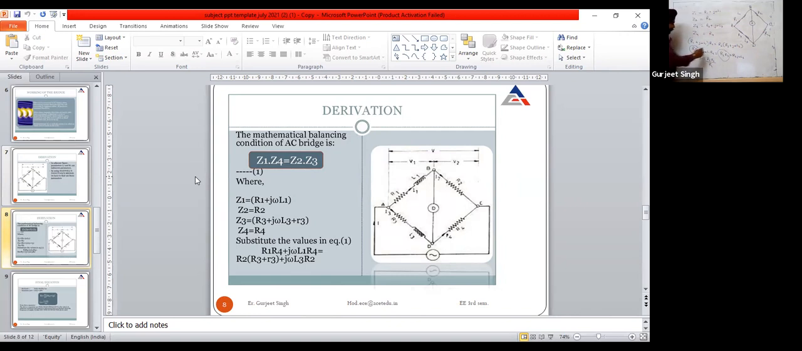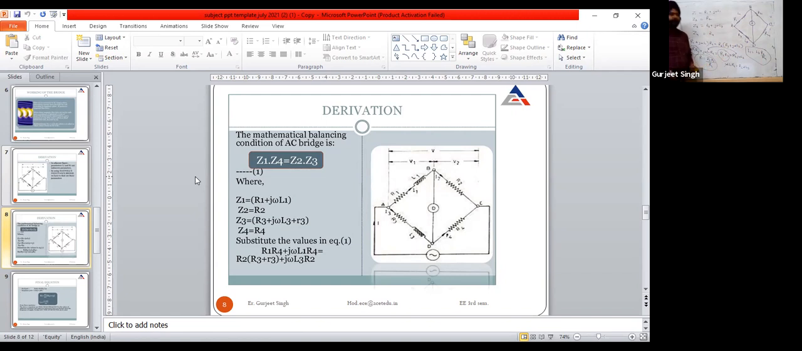Similarly, we have to find the value of L1. So we will compare this imaginary part with this imaginary part. We are getting omega L1 R4 is equal to R2 omega L3. So omega is cancelled, and the L1 value is L3 R2 divided by R4. So we are getting this value of R1, and this value of L1. Okay.